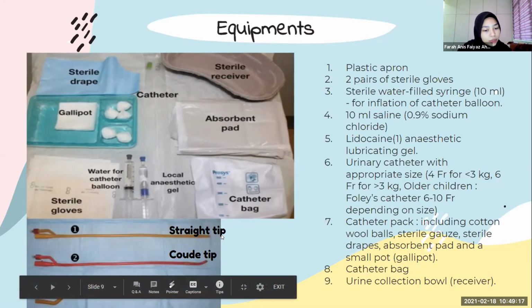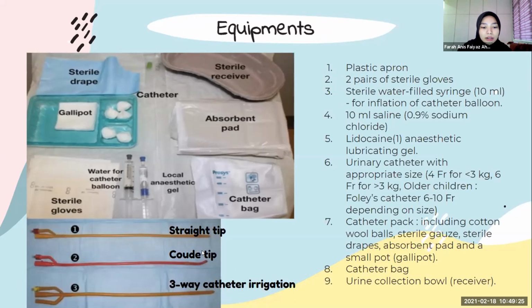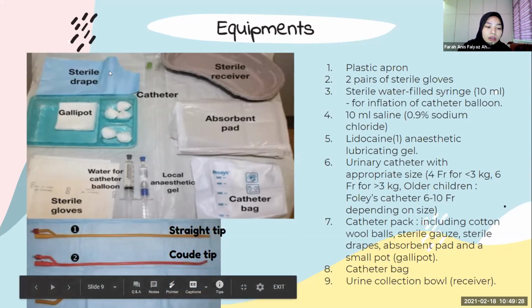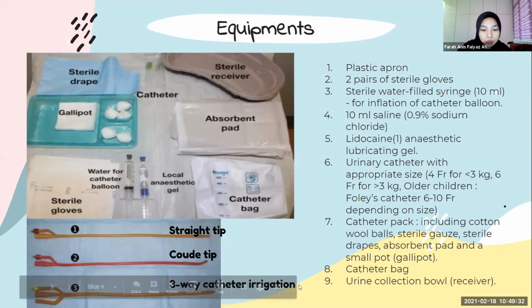Usually we will use the straight tube catheter. The Tiemann tube catheter usually is for a patient that has prostatic obstruction. And then this three-way catheter is used for irrigation.